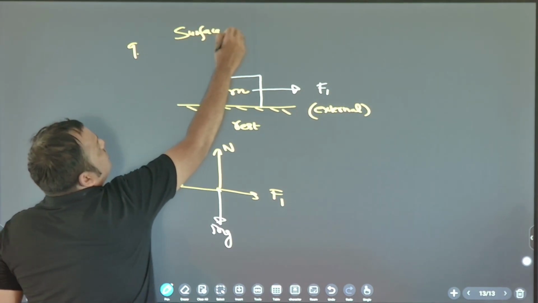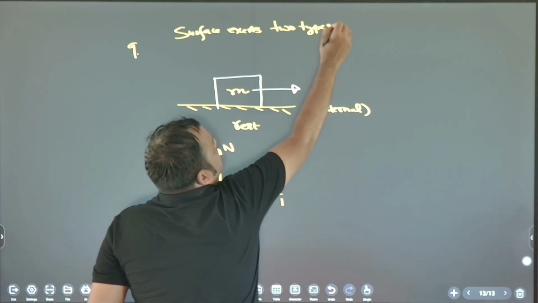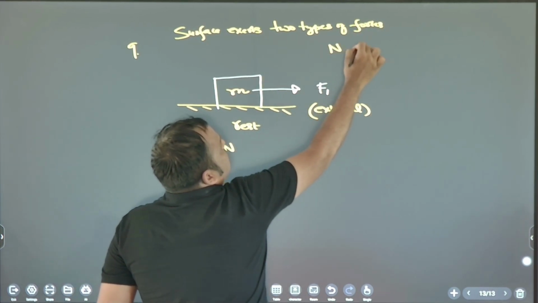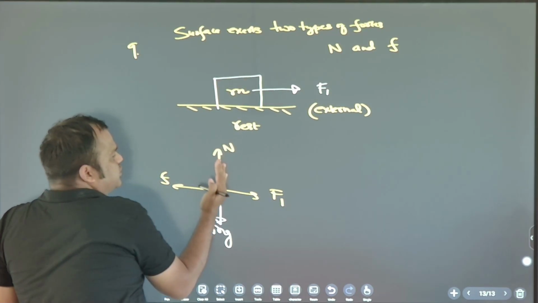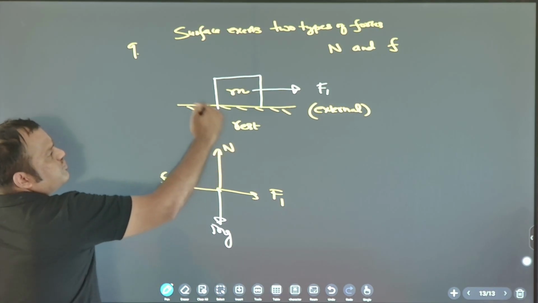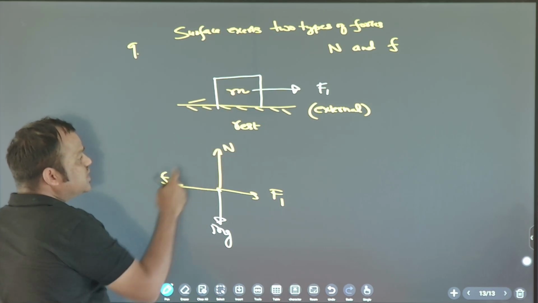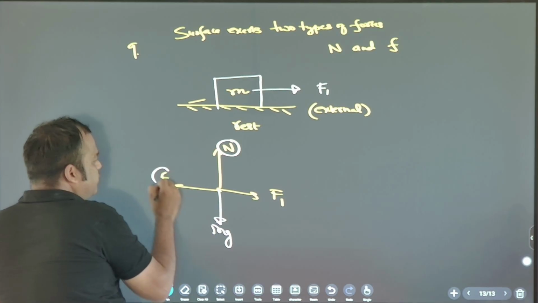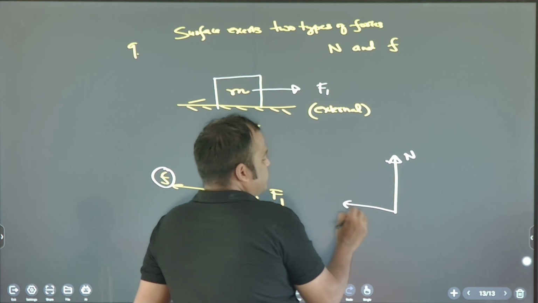So surface exerts two types of forces. One is normal, other is friction. Both are exerted by surface. Now what is the direction of normal? Upward. Friction left along the surface, correct? Friction is parallel to surface, normal is perpendicular. So what is the resultant of these two? Both of these are exerted by surface. So this is normal, this is friction.